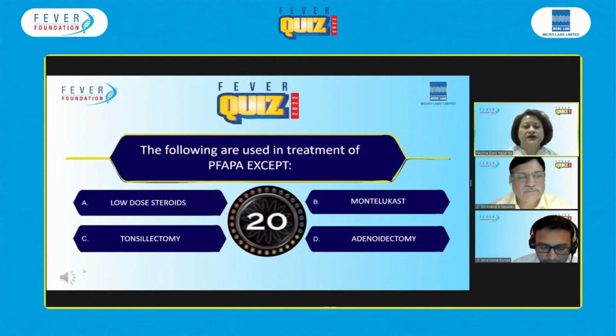The following are used in the treatment of PFAPA syndrome, except: low-dose steroids, Montelukast, tonsillectomy, and adenoidectomy. Your time starts now.